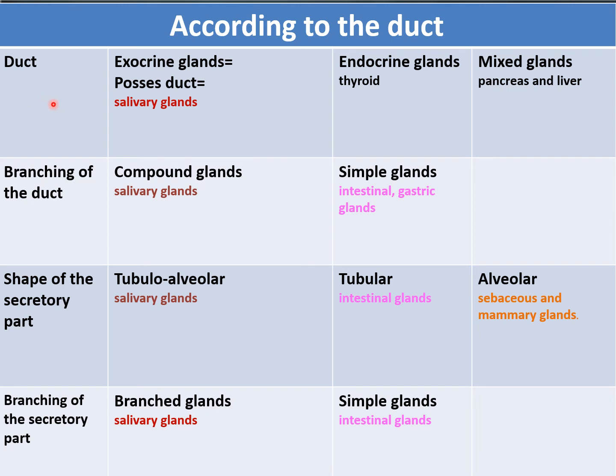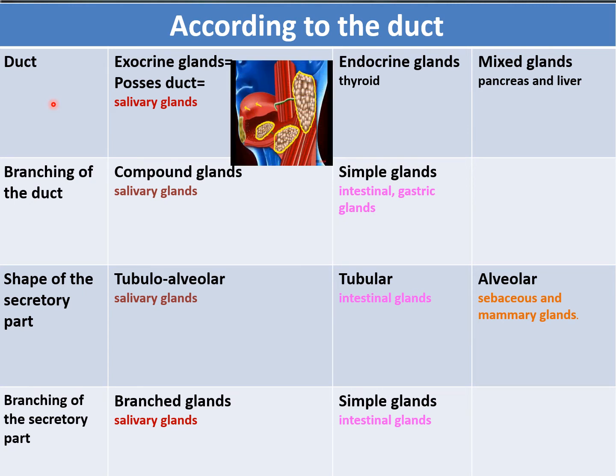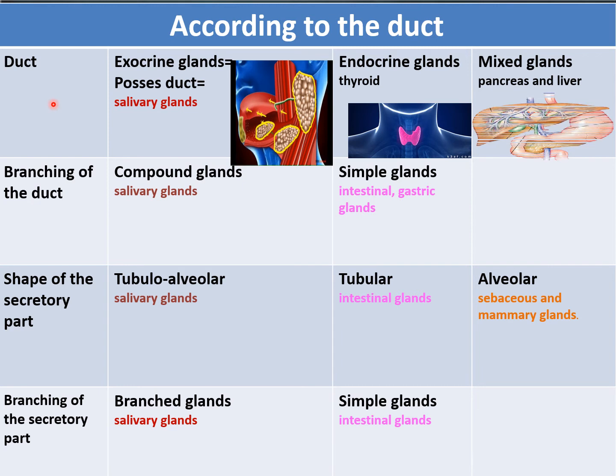If we have a duct, we call it exocrine gland, like salivary gland. If we don't have a duct, it will be called endocrine, like thyroid gland. If it has a duct and also secretes directly into the blood, it is called mixed gland, like pancreas and liver. Then, according to branching of this duct, it may be branched or not.